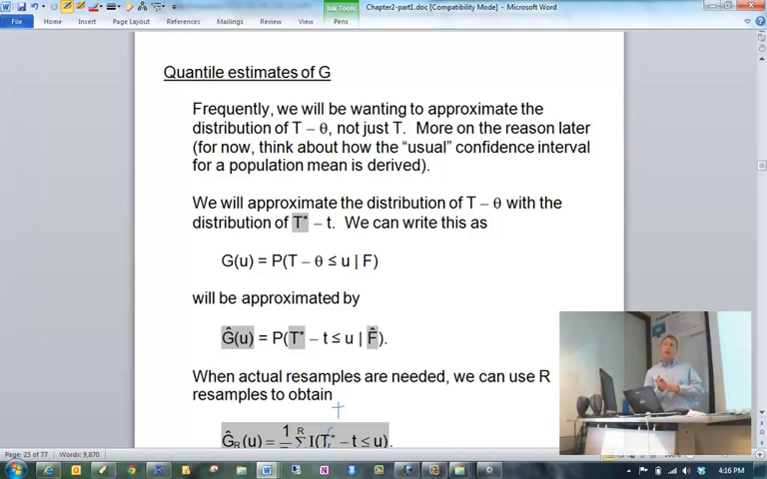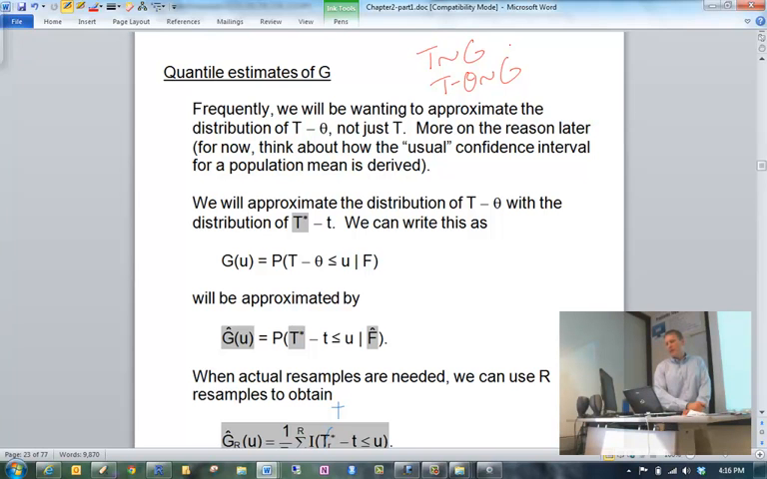Well, what about quantiles from a distribution? We can also do that as well. So far what we've been saying is that T is distributed G. Oftentimes, though, the book, and then I will as well, say, why don't we say T minus theta is distributed G, so just a simple shift.